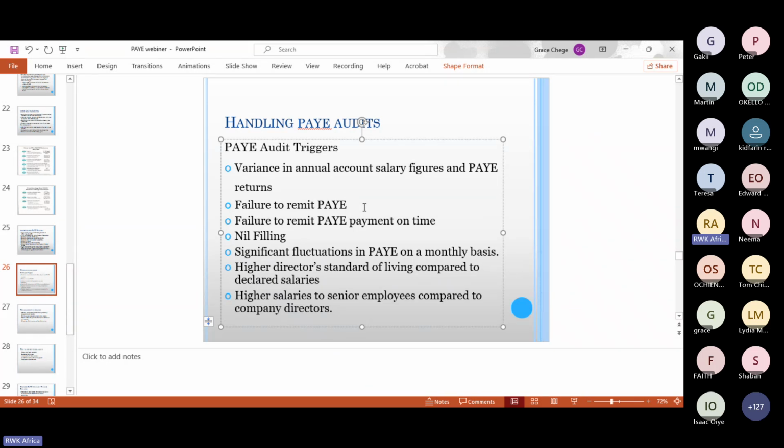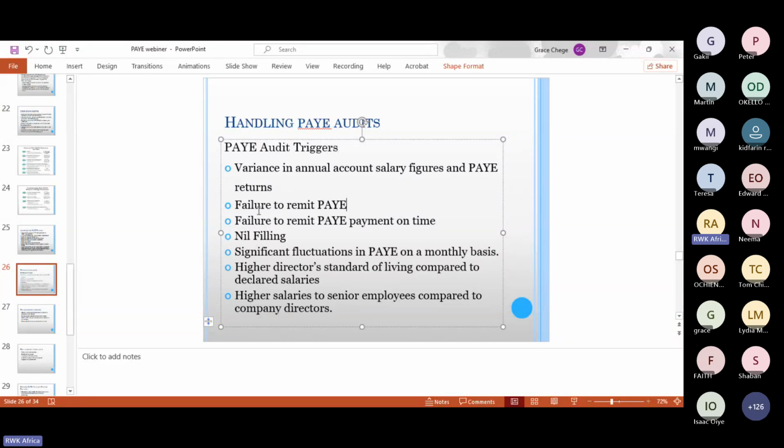And in the case of casual workers, how you prove this is if you are able to provide the schedule showing a list of the casual laborers and their personal information, the rates that were used to determine their salaries, and even their signatures. They need to have signed in that schedule for it to be acceptable by the KRA. So ensure in the case where you have such employees, you maintain these records.